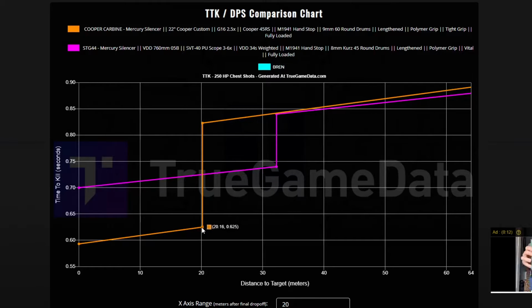So if you take a look at the chart, the Cooper Carbine is killing significantly faster than the STG at close range, all the way out to 20 meters, which is where the Cooper Carbine has its first damage drop off. And then the STG takes over until about 32 meters where it has its first drop off. So from about 20 to 32 meters, the STG is killing significantly faster. And then at long range, both of these weapons have about the same time to kill. I mean, the STG is slightly faster, but not significantly.